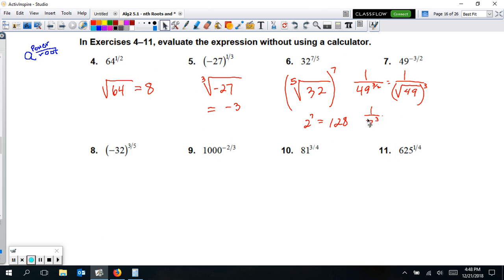And now just multiply 7 times itself 3 times. 7 times 7, we know it's 49. So 49 times 7 will give us our denominator for this answer. And that's just 343. So there's our answer.